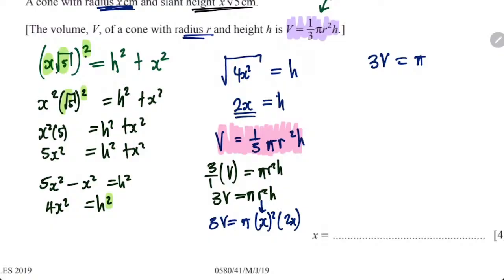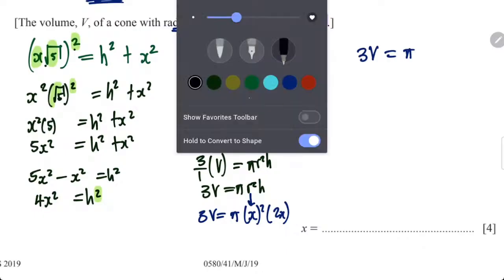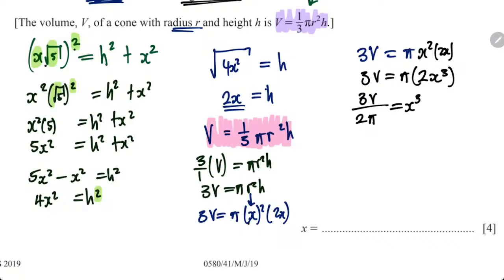Then h is 2x, so I quickly put it so that I can make x the subject and find it. So 3v is equal to pi times x all squared, that is x squared, by 2x, which is pi multiplying x squared times x, which is x cubed, so it is 2x cubed. So now we'll say 3v divided by 2 pi is equal to x cubed. Then you take the cube to the other side, it will become the cube root of 3v over 2 pi is equal to x. Now we can get an answer.